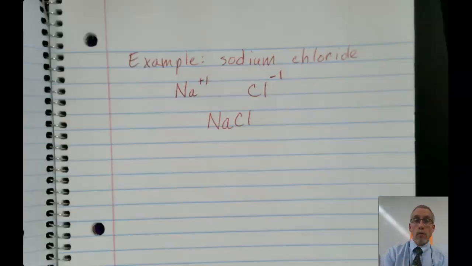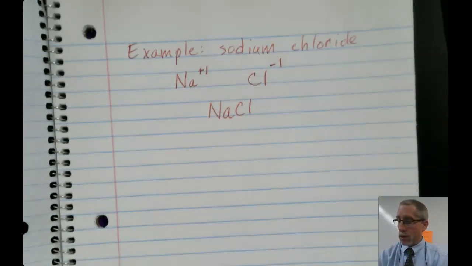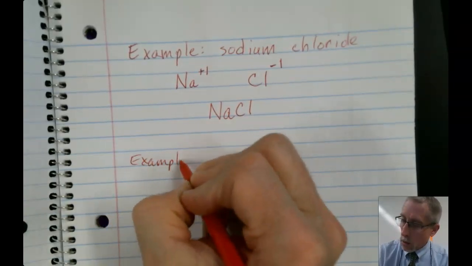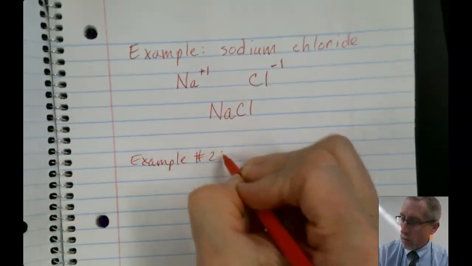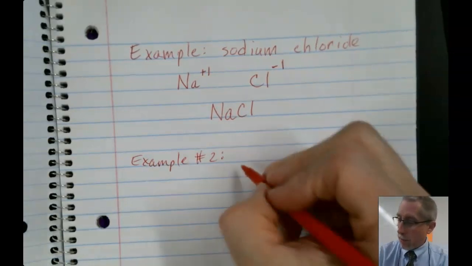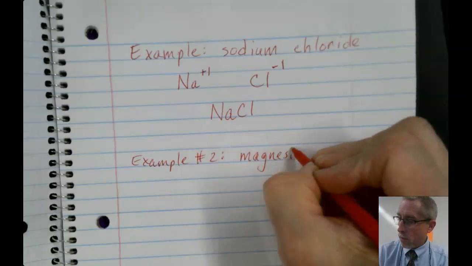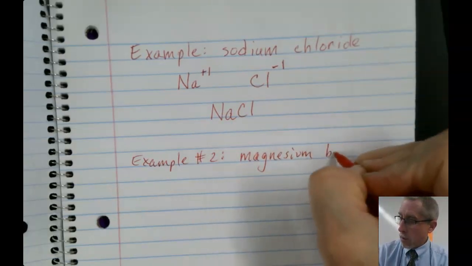All right, so let's look at another example. And this is going to be one where we're going to have to add a little bit to parts 2 and 3 in our steps. Okay? So another example, we'll call this number 2. Let's look at the formula for magnesium bromide.